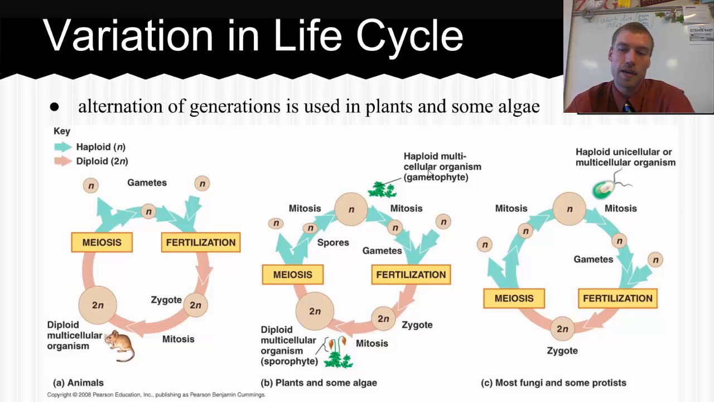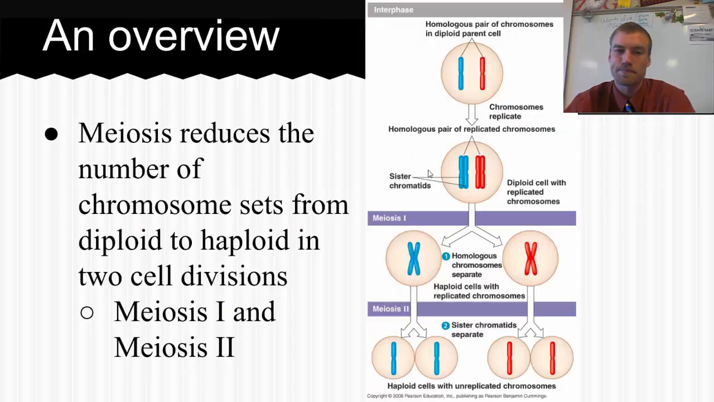Things like fungi and protists spend most of their lives as haploids. They then combine with other haploid individuals in order to form diploid organisms that then go through meiosis to produce the part of the organism that actually does most of its life functions. So it's interesting how you have these variations in whether you're spending most of your life as a haploid or a diploid. There's no real advantage to one or the other.